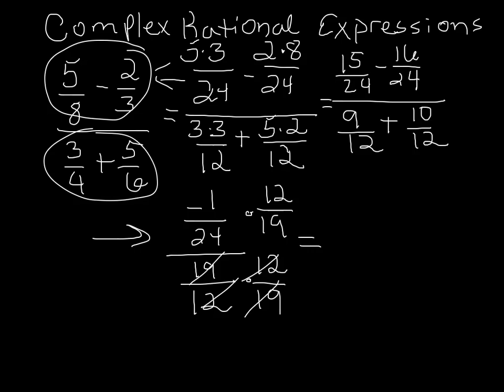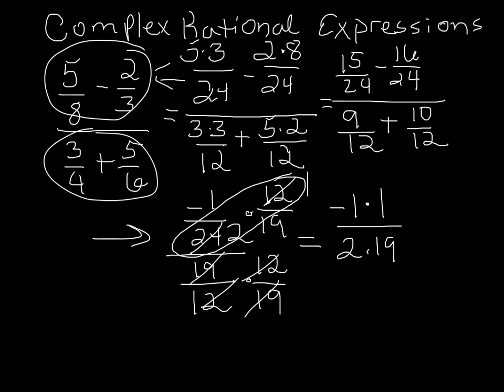Now here you may notice that you can cross-reduce here also. So we'd have minus 1 times 12, which can be simplified down into just 1, and then we'll simplify the 24 into 2. And then on the bottom you'd have 2 times 19. Okay, so your answer is 1 over 38. Okay, so that's one with numbers.